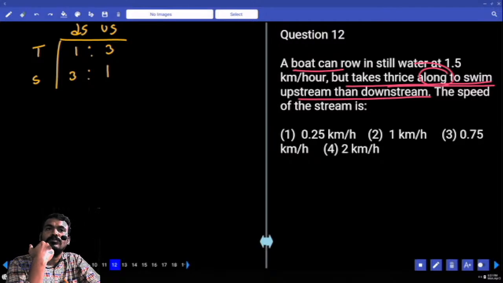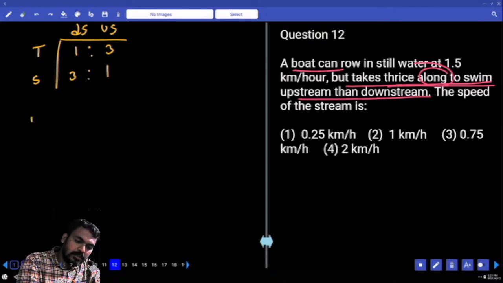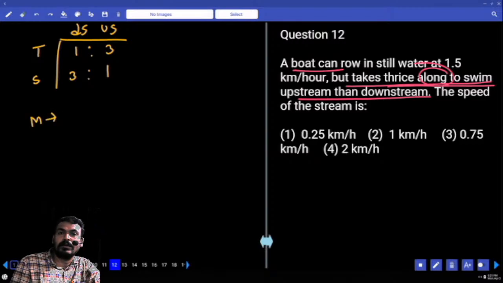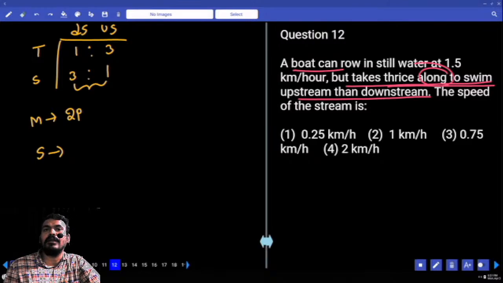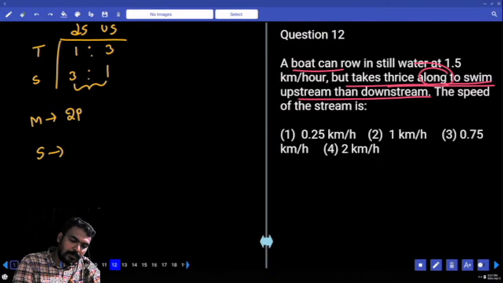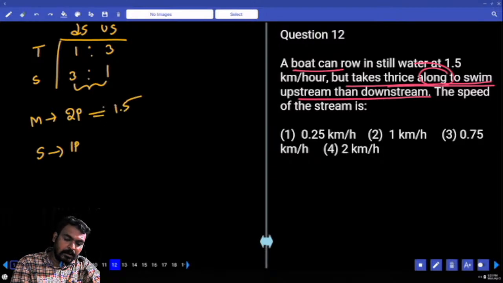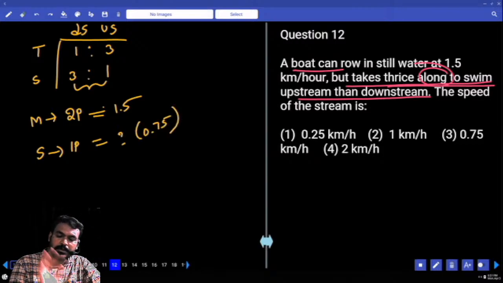3:1. Downstream speed is how many parts? 3 parts. Upstream speed 1 part. Then the speed of the boat m is how many parts? 3 plus 1 by 2. How many parts is it? 2 parts or not? Then the speed of the stream, both are subtracting by 2 or adding by 2? Subtracting by 2. Subtracting by 2 means 1 part. What is the 2 parts value? 1.5. But we require 1 part. What is the 1 part value? 0.75.